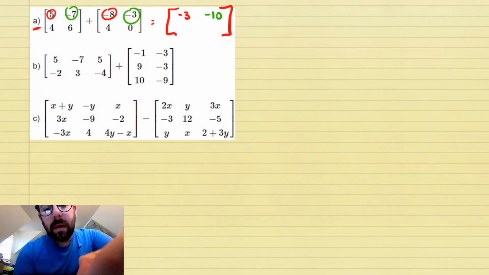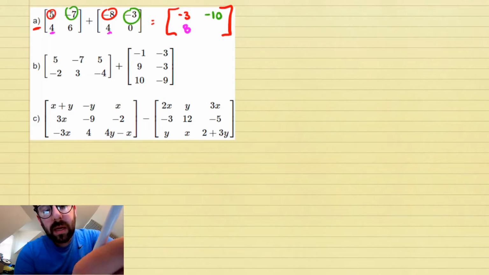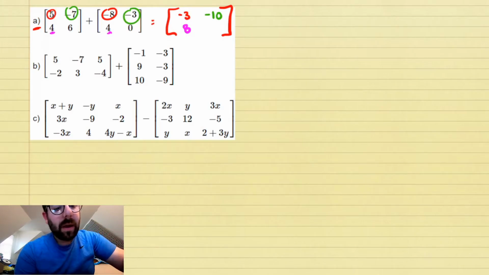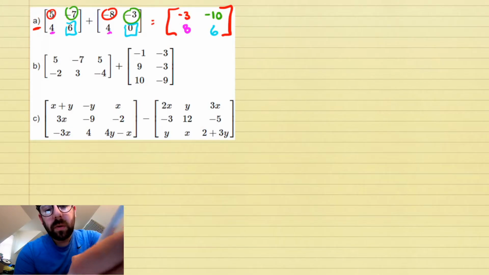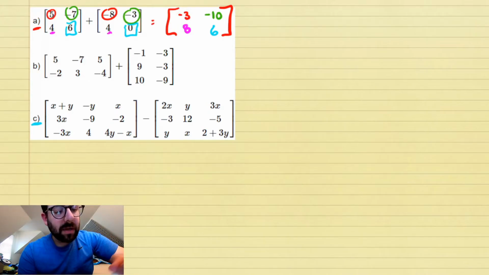Let's change up the color again. On the other corner, I have a 4 and a 4. I'm going to add those together, so I get 8. And then the last one, if I switch up the color again, 6 and 0. I add those two together, and I get 6. That's your answer. That's matrix addition. You can even subtract them the same way. Front minus the back. You just subtract entry for entry. Super easy.